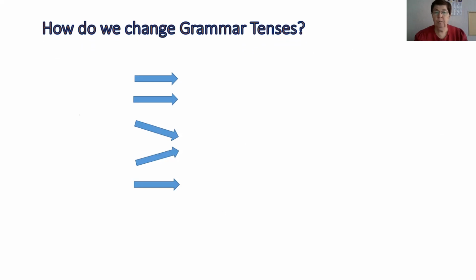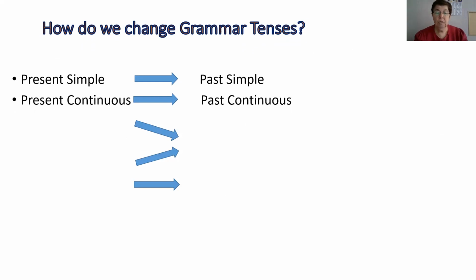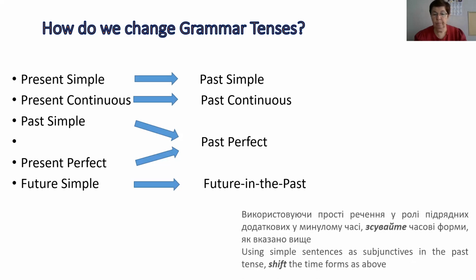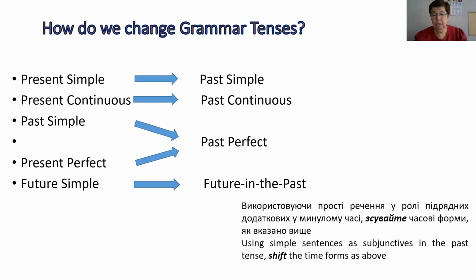How do we change grammar tenses? Present simple changes into past simple. Present continuous changes into past continuous. Both past simple and present perfect change into past perfect. And the last, future simple changes into future in the past. Using simple sentences as subjunctives in the past tense, shift the time forms as above.